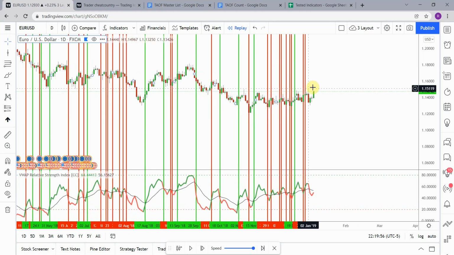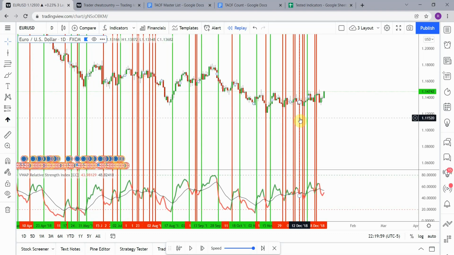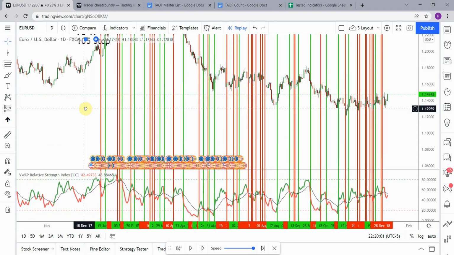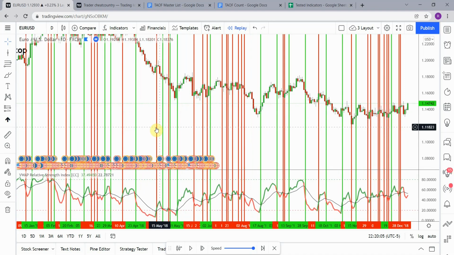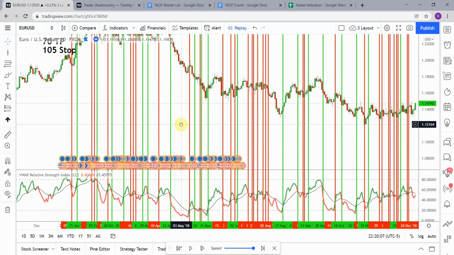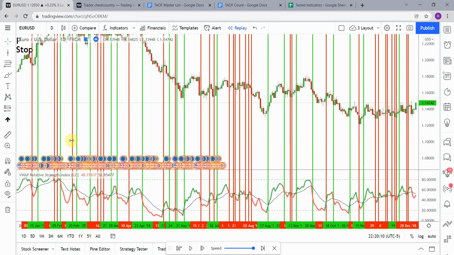All right, back to our indicator here. And so we can see that it gave us a lot of trades. That's usually not a very good sign, but let's go ahead and count these out and see what we can get.